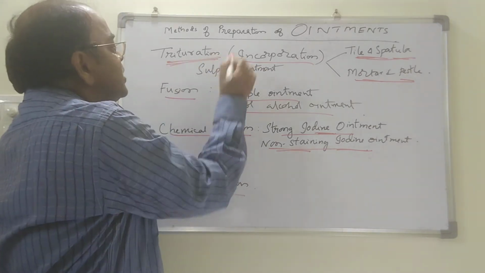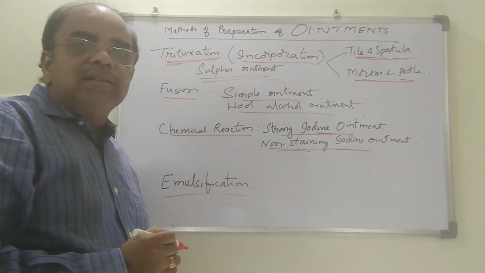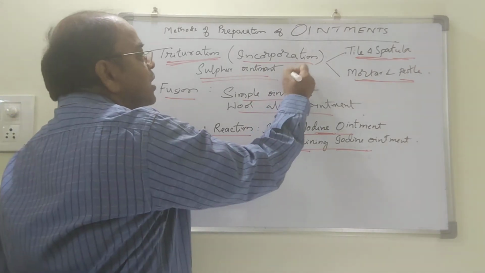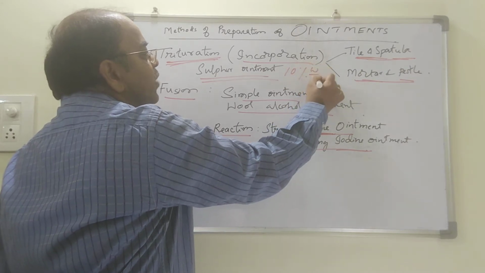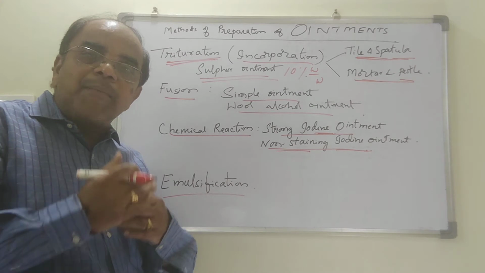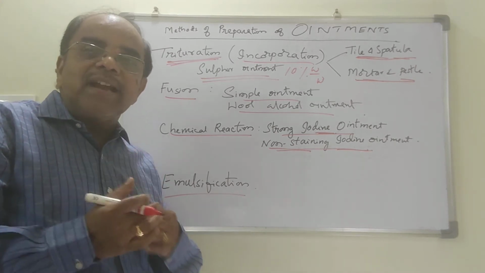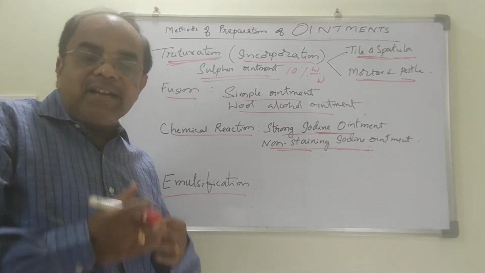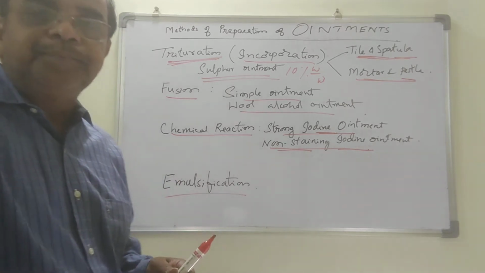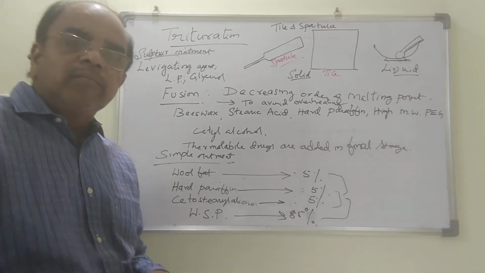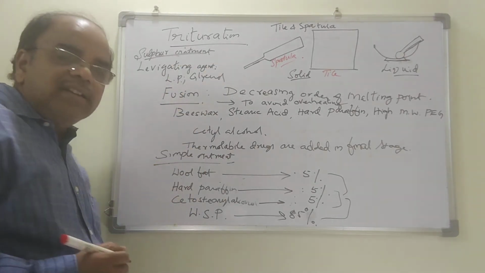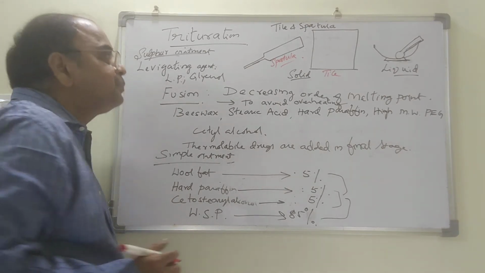First one, trituration: we can prepare the sulfur ointment by using the tile and spatula method. We are using a strength of 10% weight by weight. Incorporation of the drug: sublimed sulfur, about 10 grams, is added to 90 grams of the simple ointment. One by one, we'll see all these things now. Methods for the preparation of ointments. We'll see in detail about the trituration method.